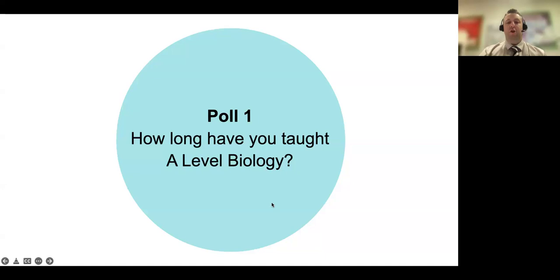Okay, perfect. I'm going to finish off and I'll share the results. So we've got a selection of individuals today. The vast majority of people in today are 4 years plus into teaching the A-level biology specification. We've got about a fifth of the group in who are 1 to 3 years, and about 10% who are new to teaching it.